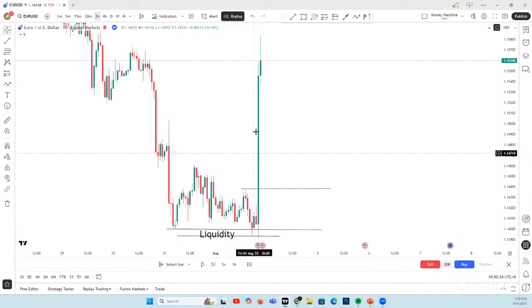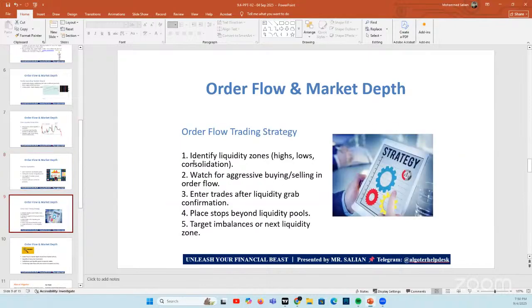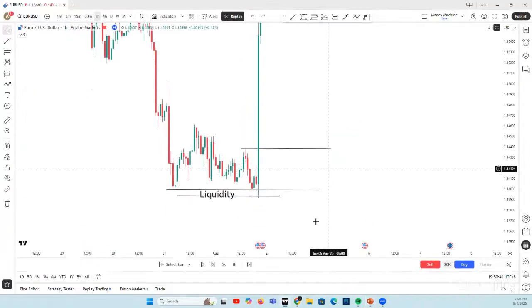So this is a very big green candle. Wow. If we are trading the Euro USD and seeing this in the 1 hour, this big green candle here in the 1 hour, my God. So it signifies more bullish sentiment. And if liquidity zones, high and low. So in this example, we are in the low.